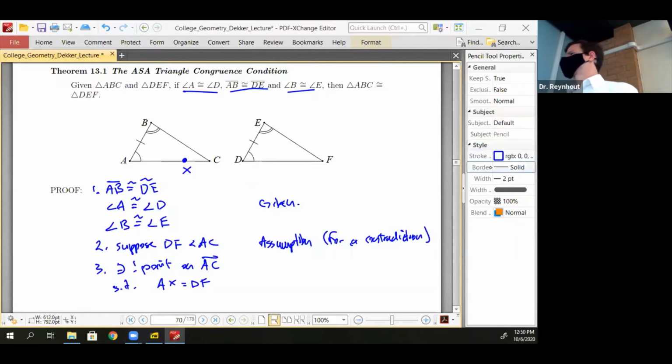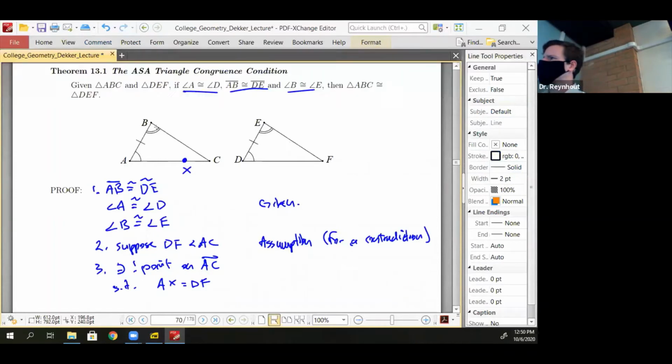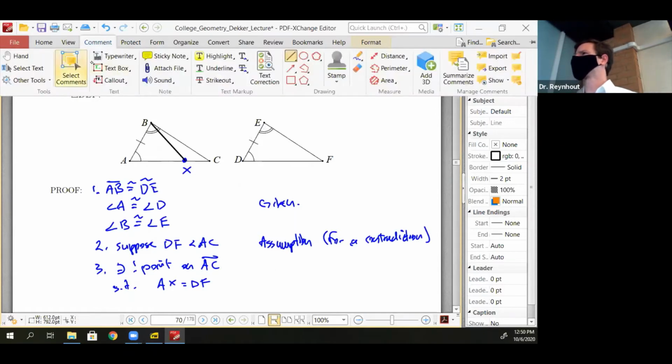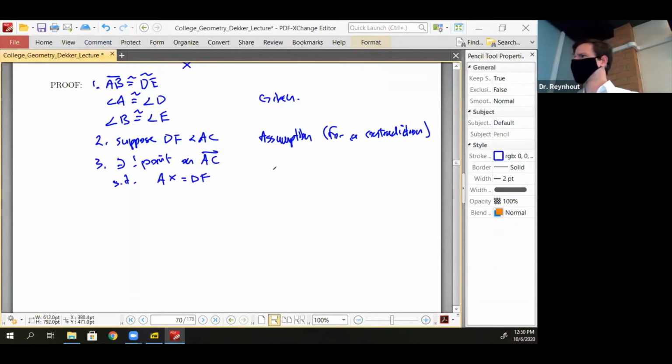Okay, so if that's the case, let's add in a line here. So we get this nice looking triangle. Okay, so if AX is congruent to DF, then what we have is triangle BAX is congruent to triangle EDF, because we would have side, angle, side. Excellent. So we can actually say this because of the ruler postulate.